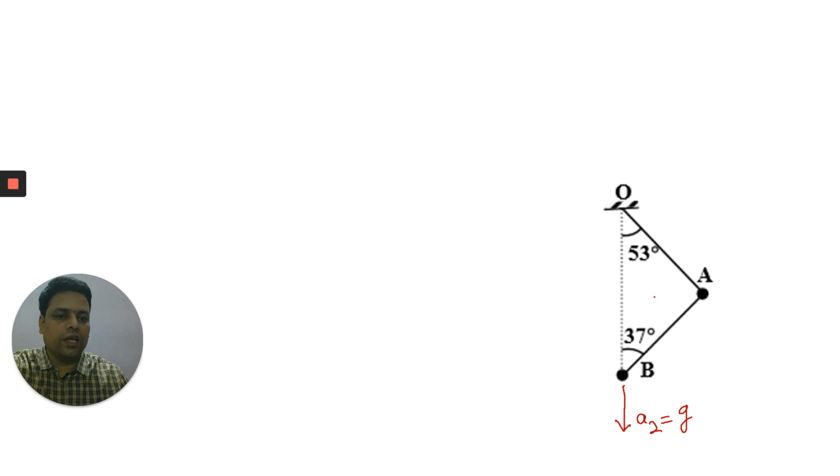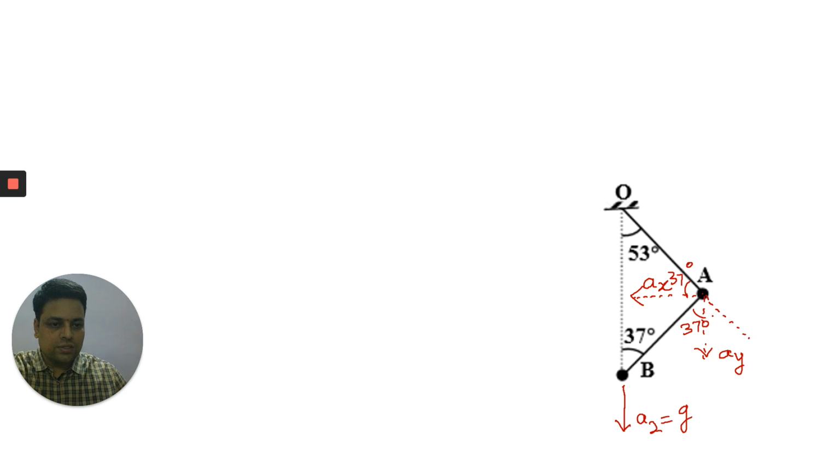And for A, as I don't know how A is going to move, I'm just making an assumption. Let the horizontal and vertical components of the net acceleration of A be, say, ax and ay. And we know this angle can be 37 degrees, this angle also 37, and this angle is 53 degrees.